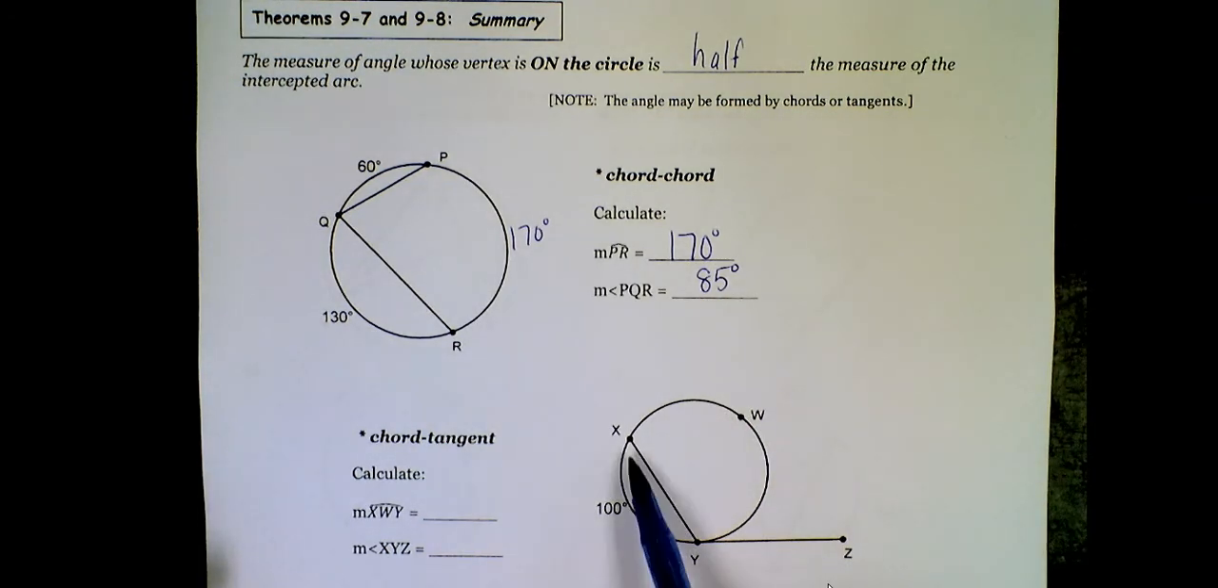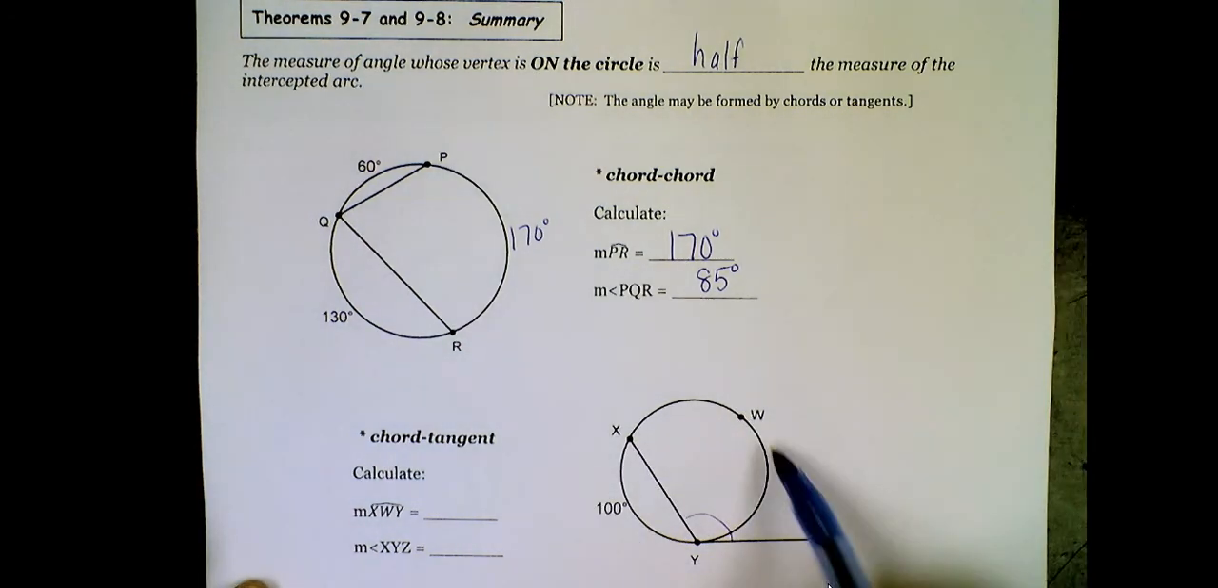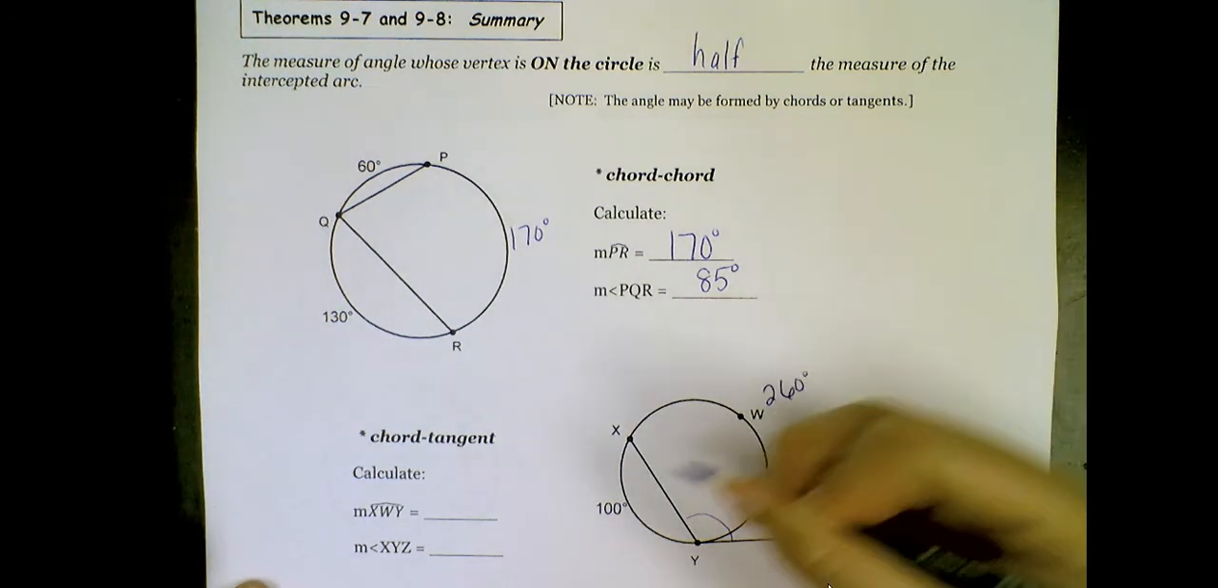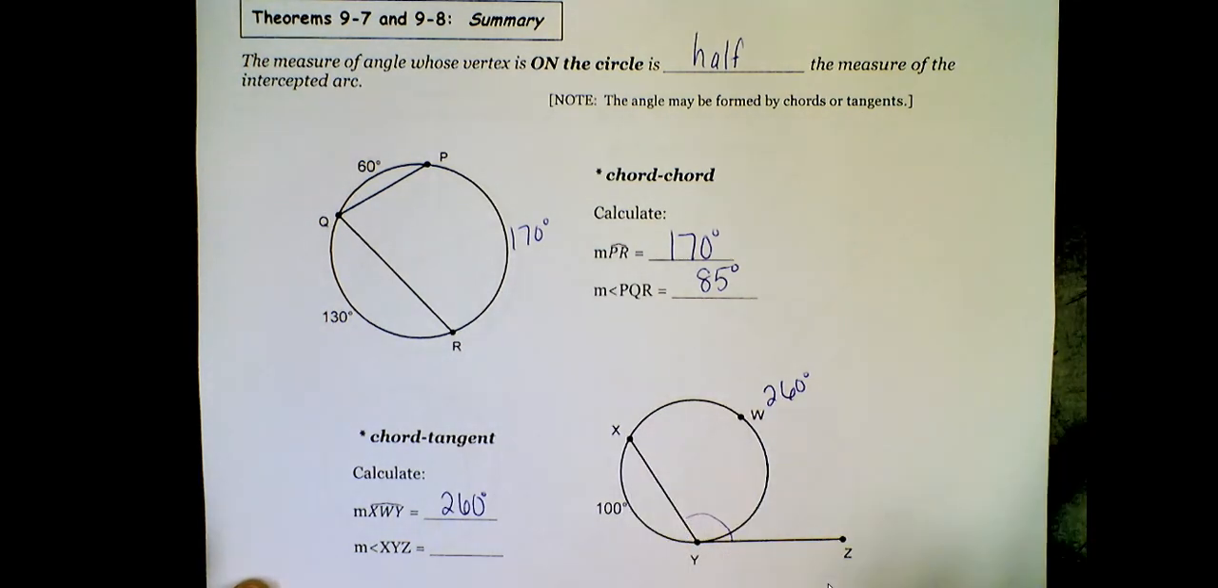This inscribed angle is formed by a chord and a tangent, forming this angle right here, XYZ. That's going to be half of arc XWY. Again, we'll start by subtracting 100 from 360. That's going to give us 260 degrees for arc XWY. And then half of 260 is 130 degrees.